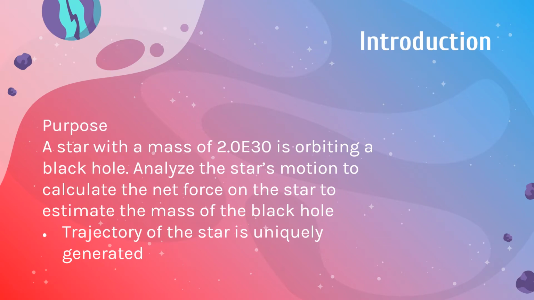The objective of this lab is to analyze the star's trajectory in order to calculate the net force acting on the star and to ultimately estimate the mass of the black hole. This experiment is important because black holes can't be directly observed. The presence of black holes is detected by observing their effect on matter around them, such as stars and gaseous nebula. Using a computational model, I found that the mass of the black hole was equal to 6.5 times 10 to the 33rd kilograms. The net force acting on the star due to the black hole and the net force components are summarized below.